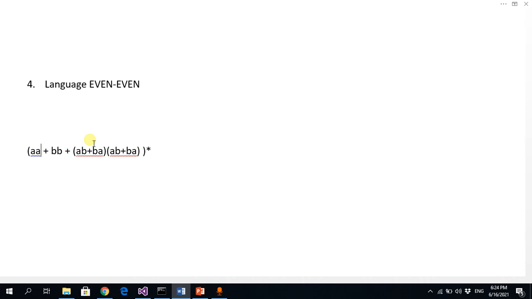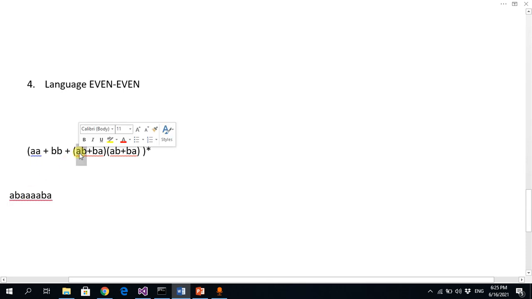But somewhere you have some word like this, like AB, then AA, then BA. This word cannot be generated from it. It is still even, but it cannot be generated from this regular expression, because here we have this AB from here, then this BA from here, but we cannot write anything in between these two. So for this scenario, we modify this regular expression like this.